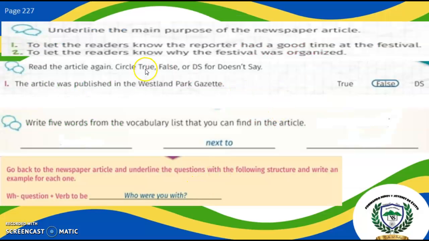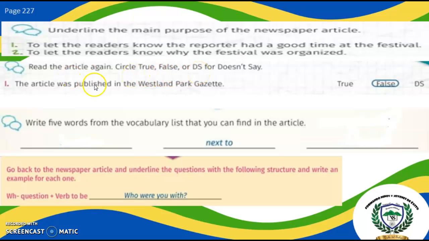On page 227, you have to underline the main purpose of the newspaper article. You have an example here: to let the readers know the reporter had a good time at the festival. To let the readers know why the festival was organized. You need to underline the main purpose, okay? Next to that, read the article again and circle true, false, or yes for doesn't say.